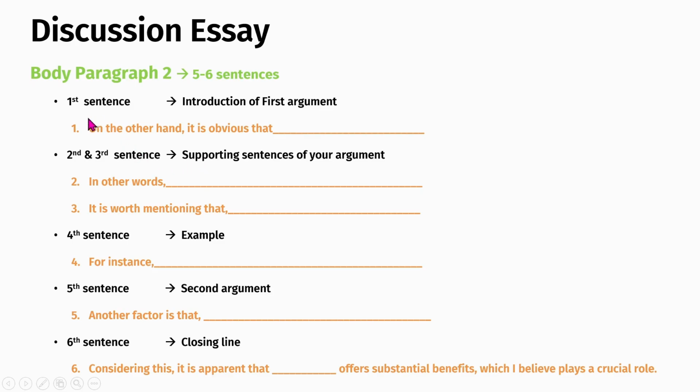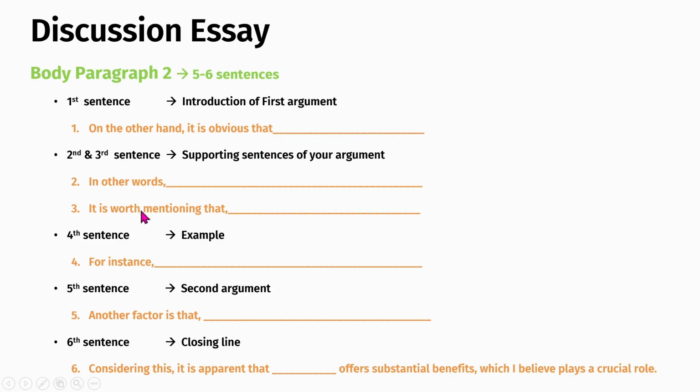Same as the first one, in the first sentence you will be introducing the first argument. So let's see how we can write the template. On the other hand, it is obvious that, and in this blank you will write the first reason why you are supporting drug testing or why you are supporting that particular view. The second line will be in other words. So in other words, write something which supports that argument. And the third line is it is worth mentioning that. Again, this is a supporting sentence of your first reason.